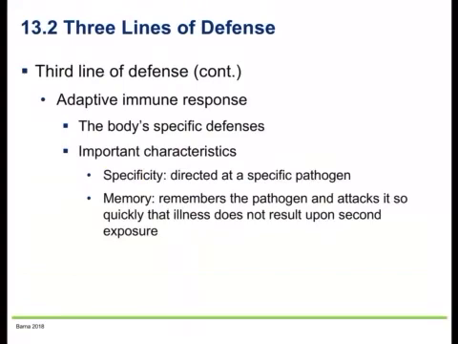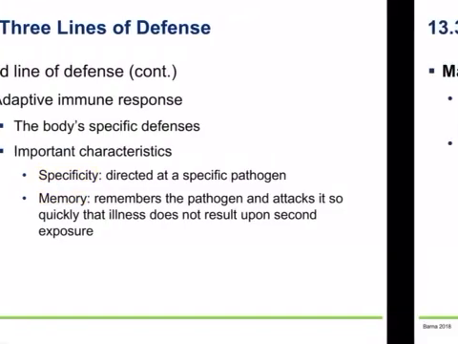Important characteristics, like I said, it has specificity and it has memory. So that was what I was talking about earlier with a polaroid. This is what allows our immune system to become stronger as we get older, because it has memory.